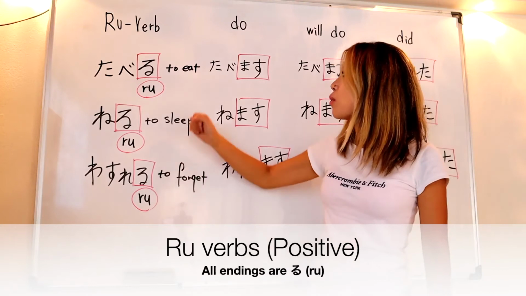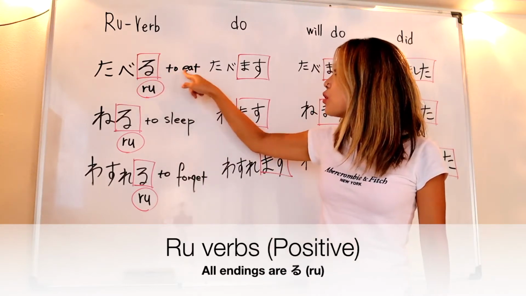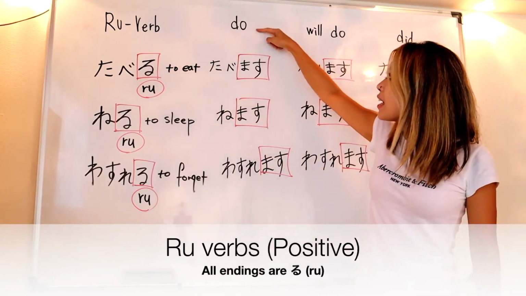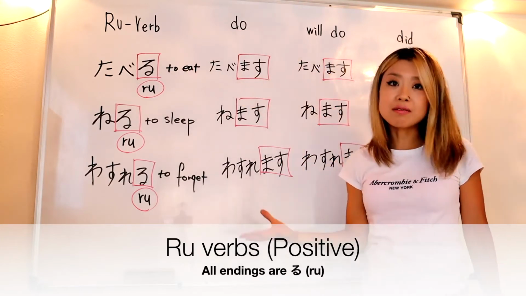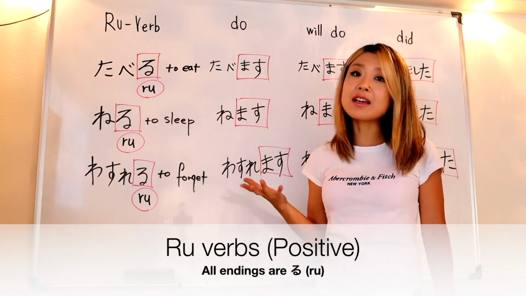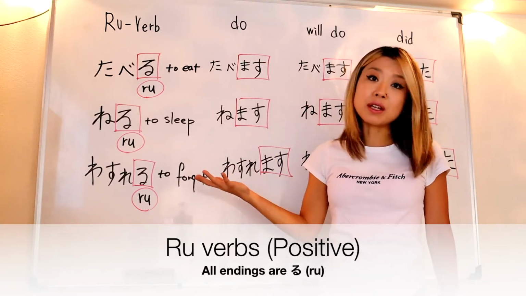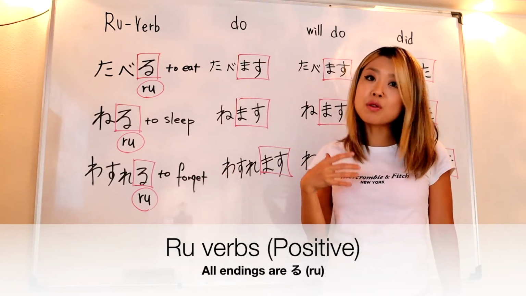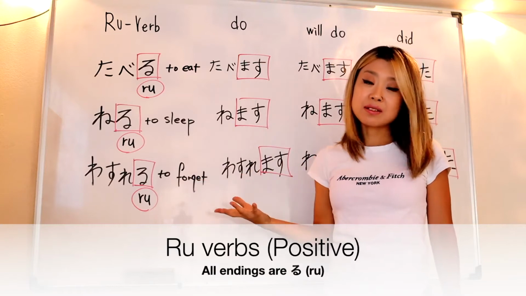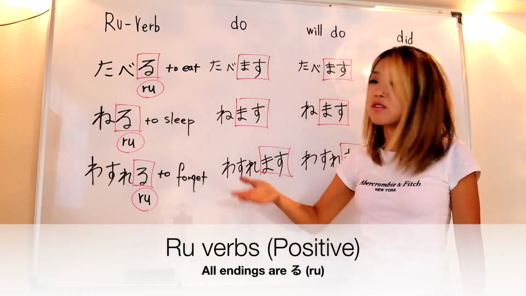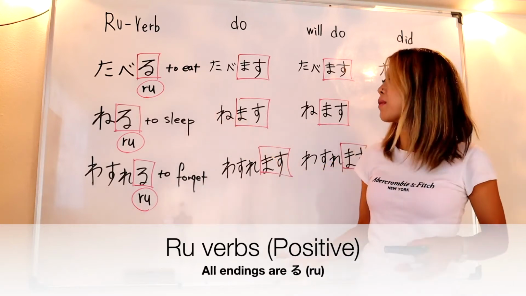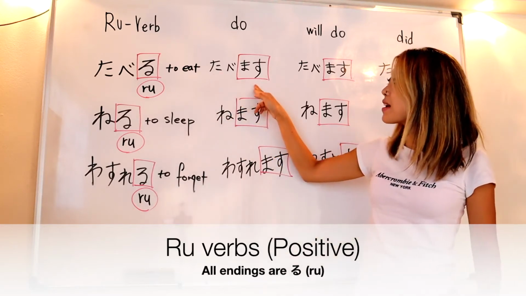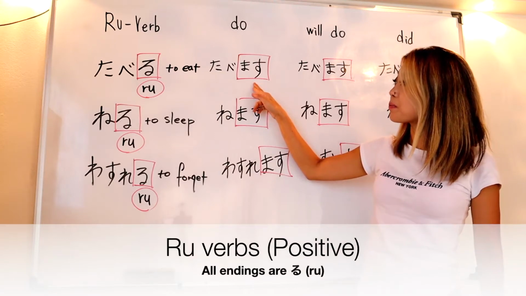So let's go to eat. Do I do? Which means I eat in general. In general, I can eat meat. I eat meat. I am the person who eats meat. Or she or he. You. Everyone is the same. Okay. 食べます. So 食べます. I eat.